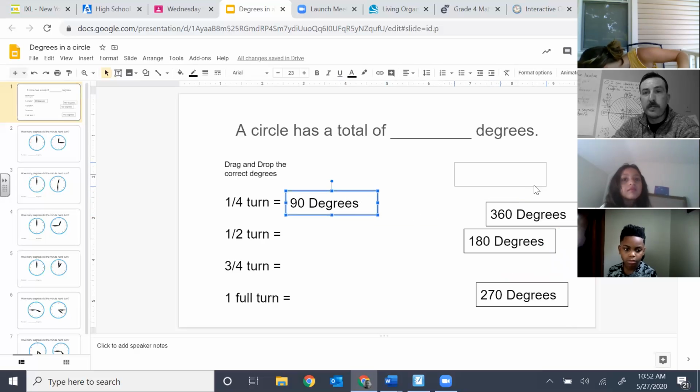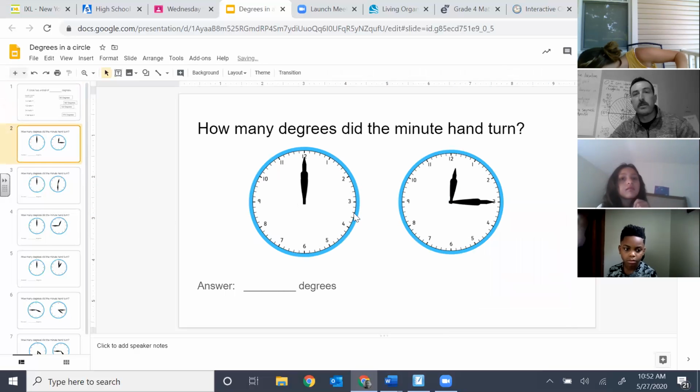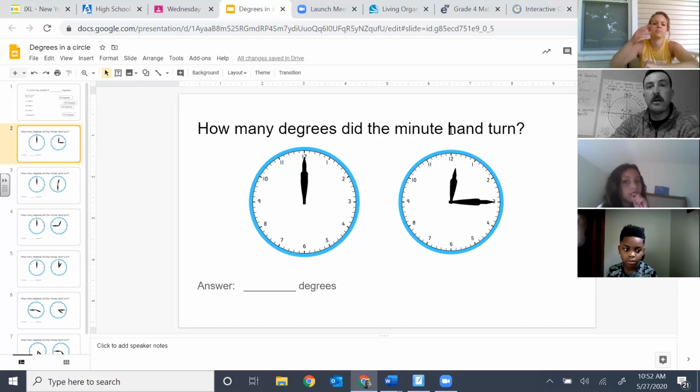Then on your next pages, it's the same thing. So we have a starting point, and I moved the minute hand. The question's asking how many degrees did the minute hand turn? So if it started at the 12 and it went down to the 3, how many degrees is that? It's 90 degrees. How many degrees is that, Faith? If it started at the 12 and it went down to the 3, how many degrees is that?